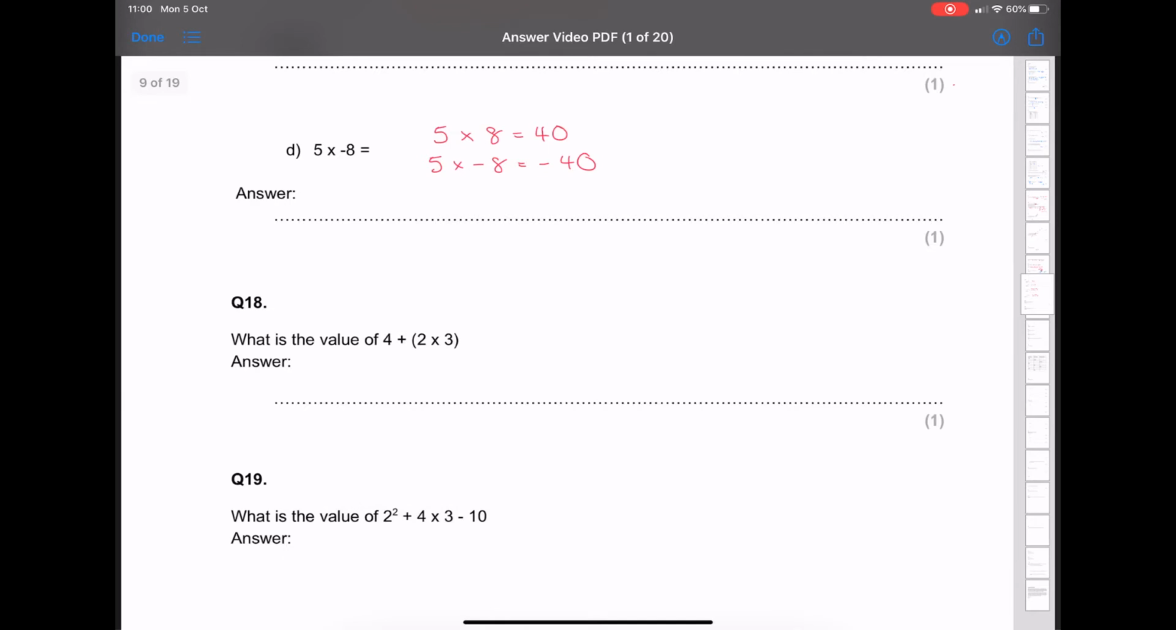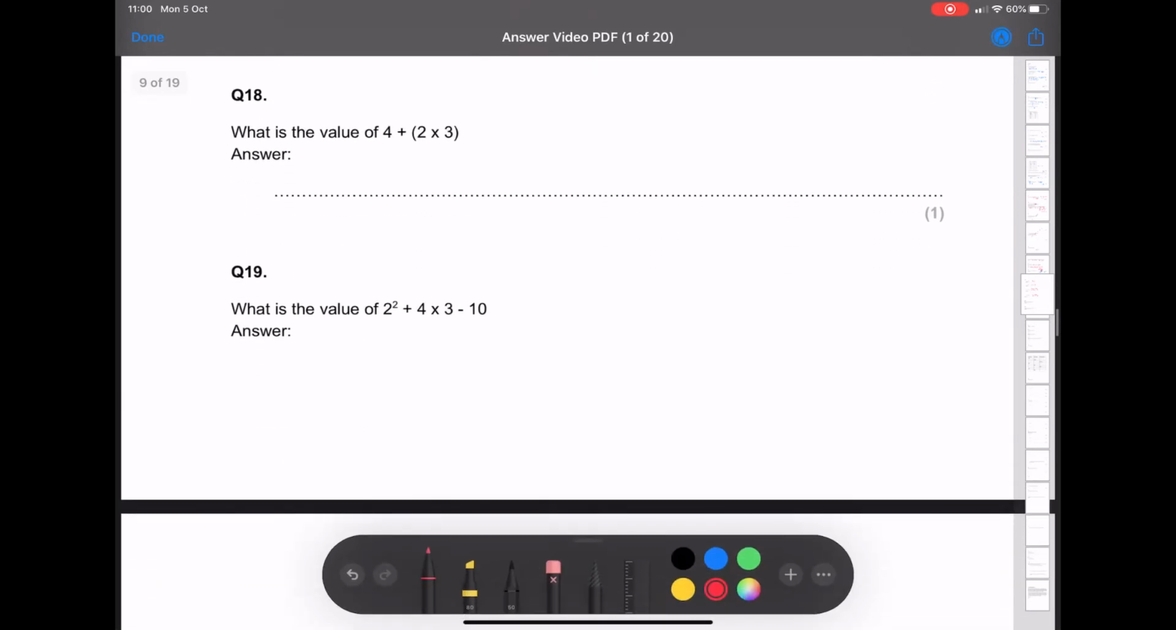Okay. Question 18. What is the value of 4 plus 2 times 3? Well, we have here 4 plus, and then 2 times 3 is 6. So I need to work out my brackets first. Don't forget your BIDMAS rules. 4 plus 6 is 10, so your answer would actually just be 10.